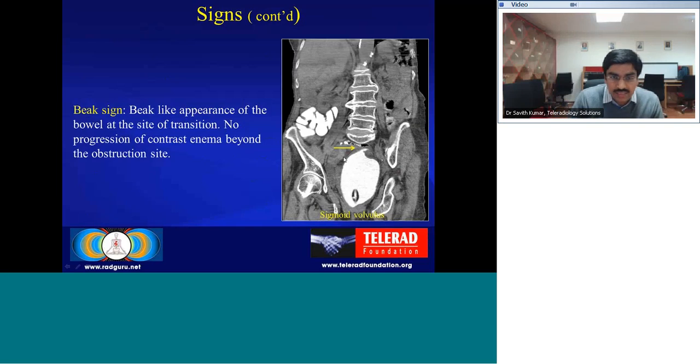The next sign which is helpful is the beak sign. In the beak sign, what we see is a beak-like appearance of the bowel at the site of transition, and there will be no progression of contrast beyond the obstruction site. So this is a case of cecal volvulus. This is the rectum, and at the site of obstruction of the volvulus there is beaking of the bowel. So these two signs help us in picking up the volvulus in addition to the appearance of the bowel on imaging.